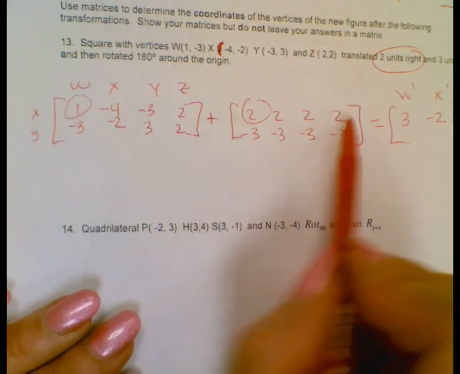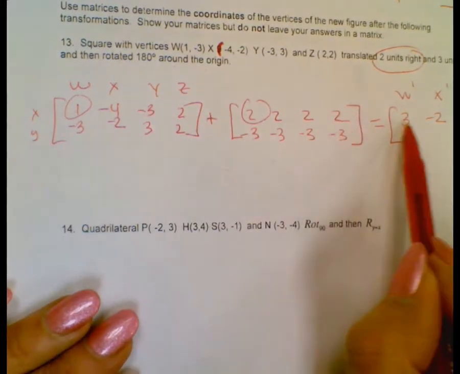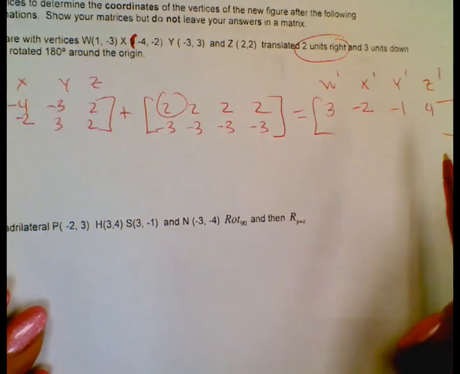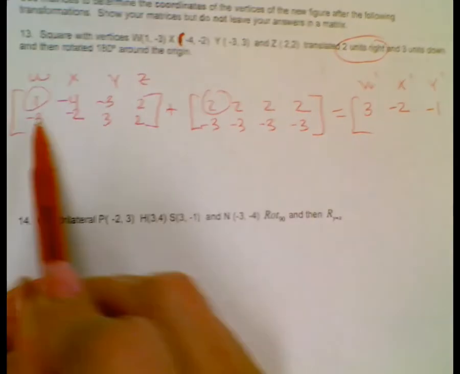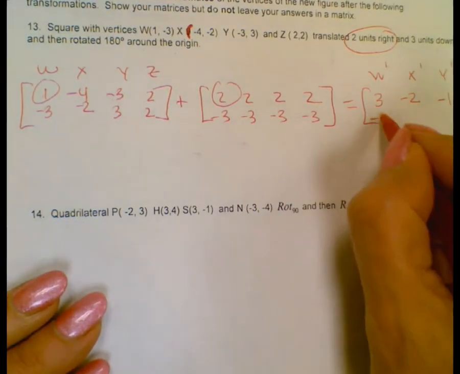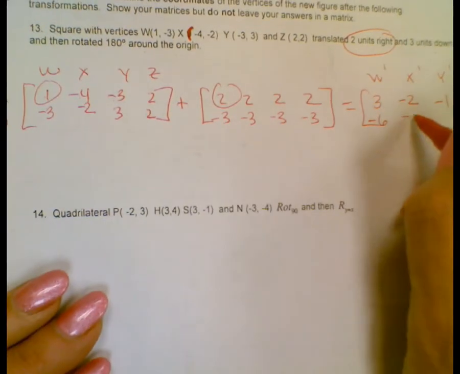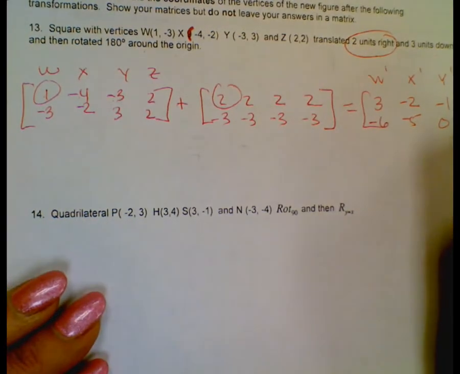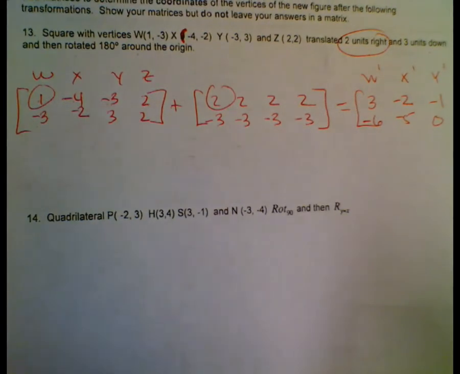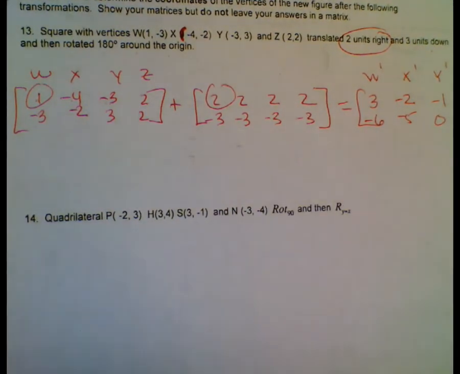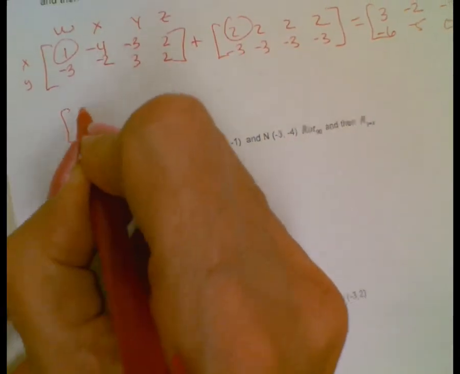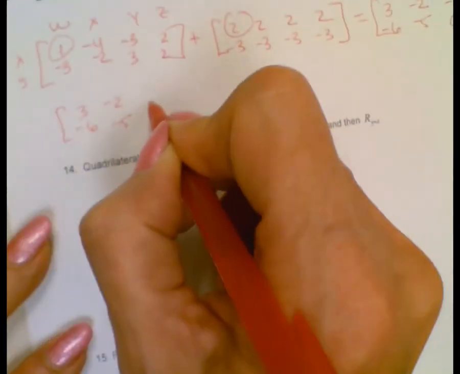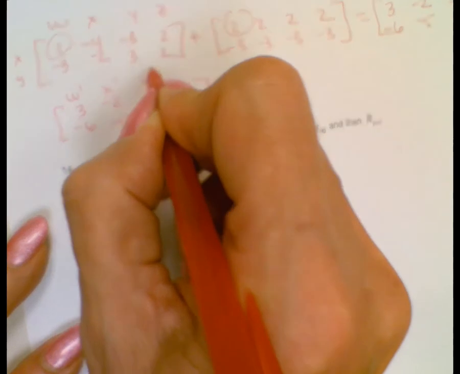I got these numbers by adding 2 to the first row, all of those to get the new X coordinates. Now to get the new Y coordinates, we're going to subtract 3 from all of these. So negative 3 minus 3 is negative 6. Negative 2 minus 3 is negative 5. 3 minus 3 is 0. And 2 minus 3 is negative 1. Now I'm going to rewrite those: 3, negative 6, negative 2, negative 5, negative 1, 0, 4, negative 1. So this is currently W prime, X prime, Y prime, and Z prime.